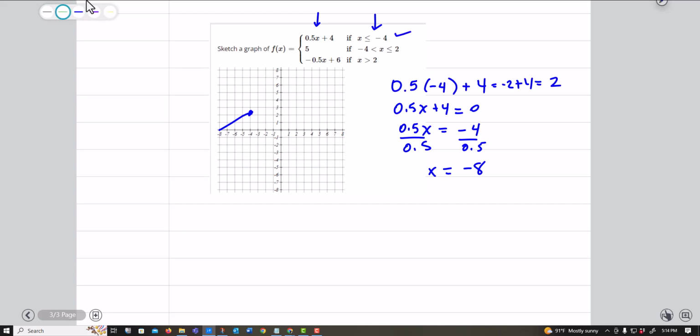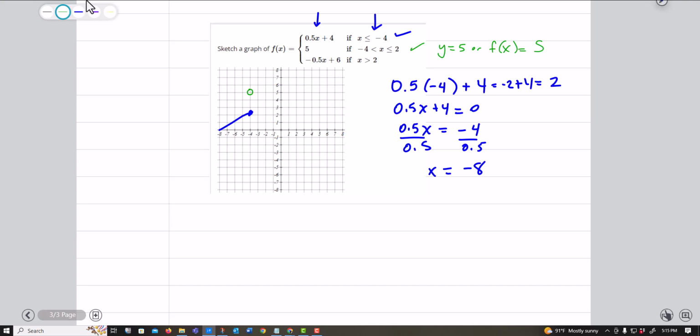We feel like we did a lot, but we still have the next one. The next one's actually pretty easy. When you just see a 5 there, that just means y equals 5, or we're doing functions, f of x equals 5. So that's just the straight horizontal line at y equals 5. But we have to be careful because this is less than, so at -4, that's going to be an open circle because it's not less than or equal to.